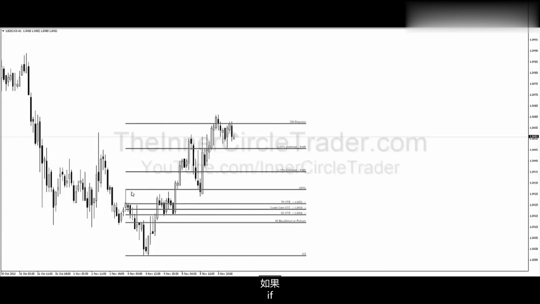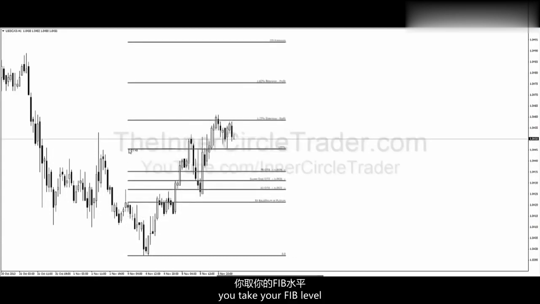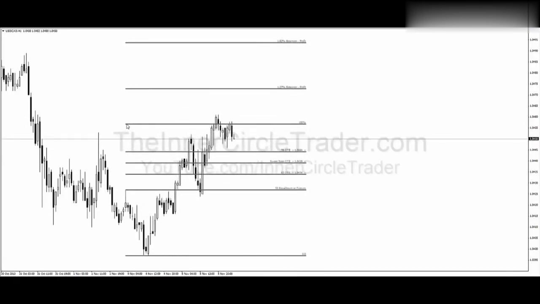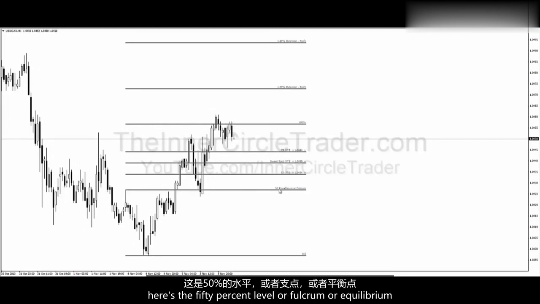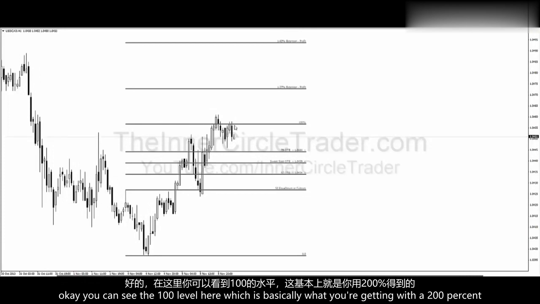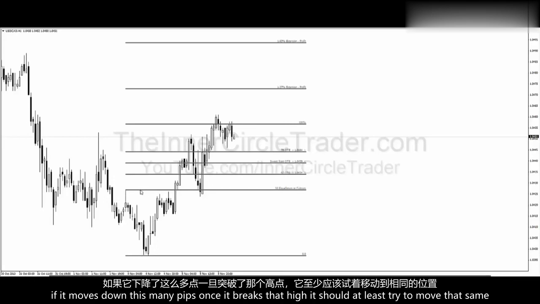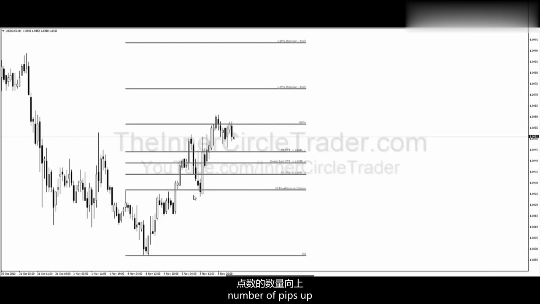If you take your fib level, here's the 50% level, or fulcrum, or equilibrium. And you can see the 100 level here, which is basically what you're getting with that 200% fib level. But I'm trying to teach you that everything is based on a 50% basis. So it's like a 50% rule. If it moves down this many pips, once it breaks that high, it should at least try to move that same number of pips up.